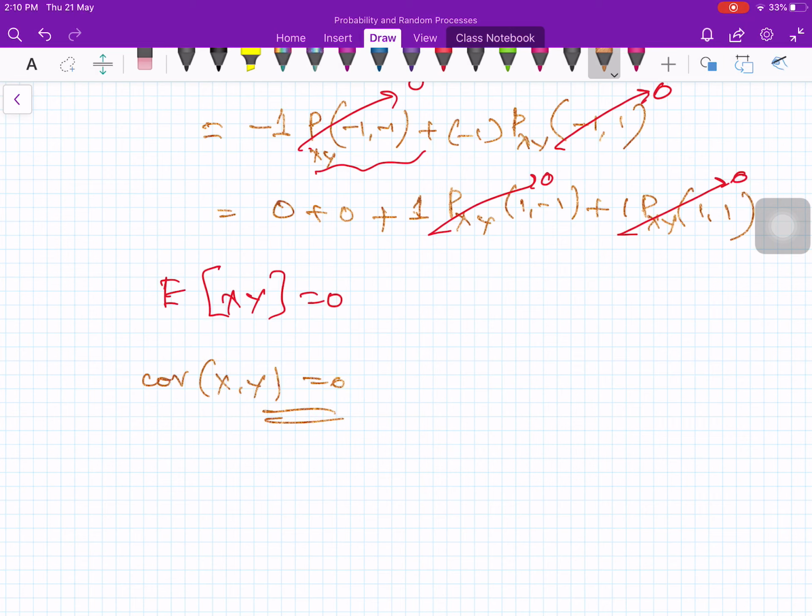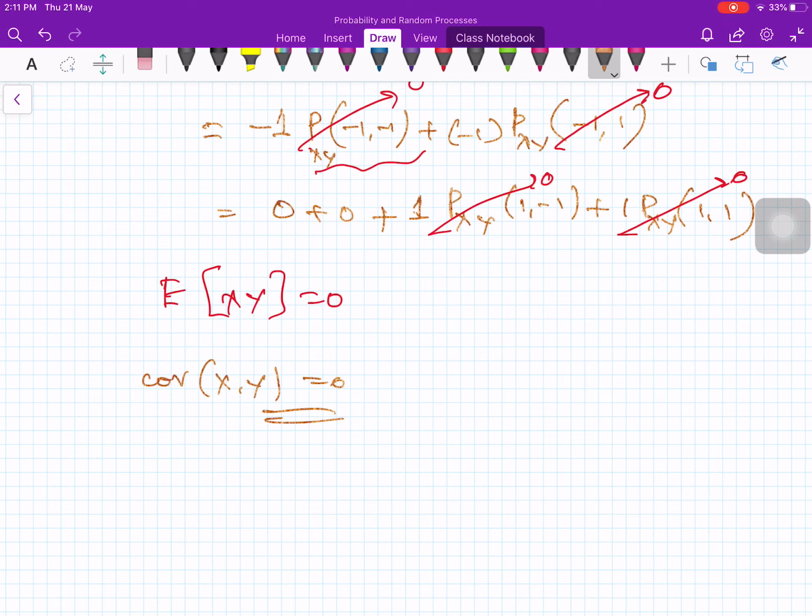But the random variables are not independent. We know that when two random variables are independent, the covariance between the two random variables is 0. But here the random variables are not independent, even though you are getting covariance equal to 0. So this kind of case sometimes occurs. You cannot say that when the covariance is 0, the random variables are independent.